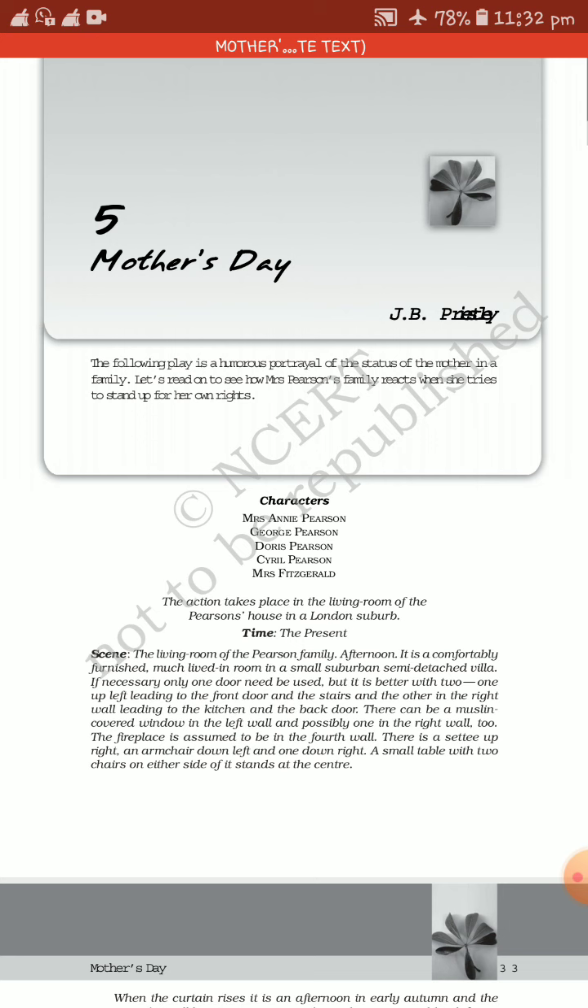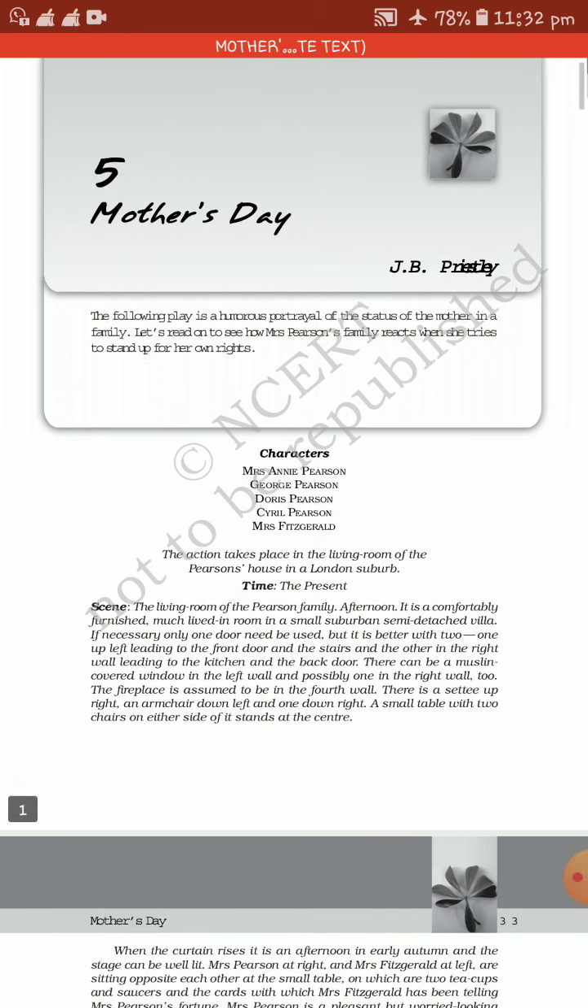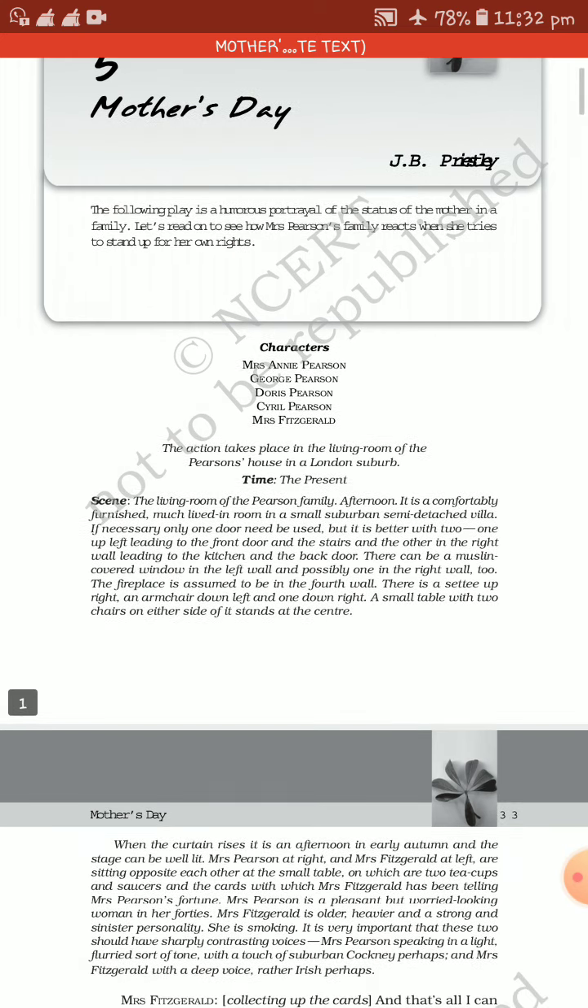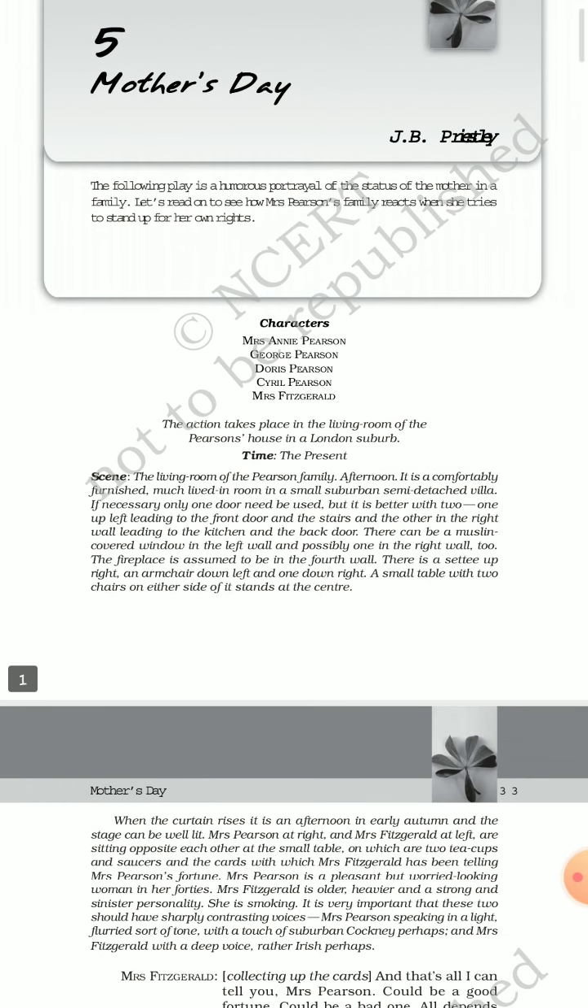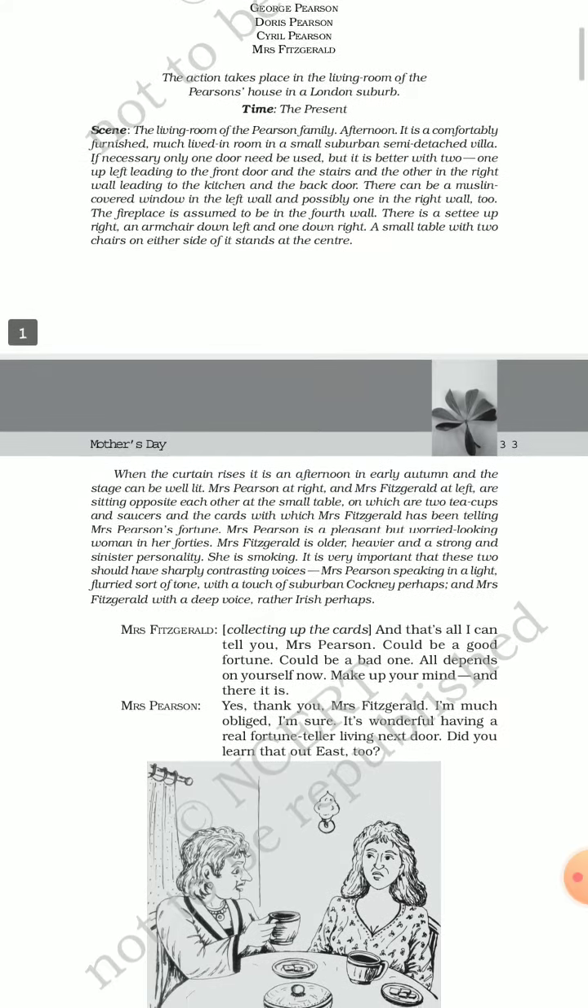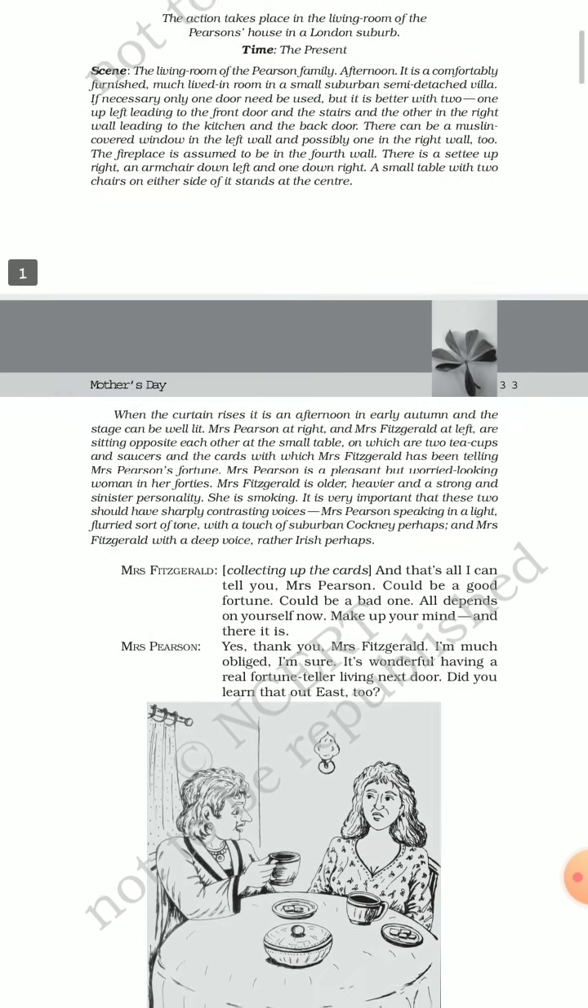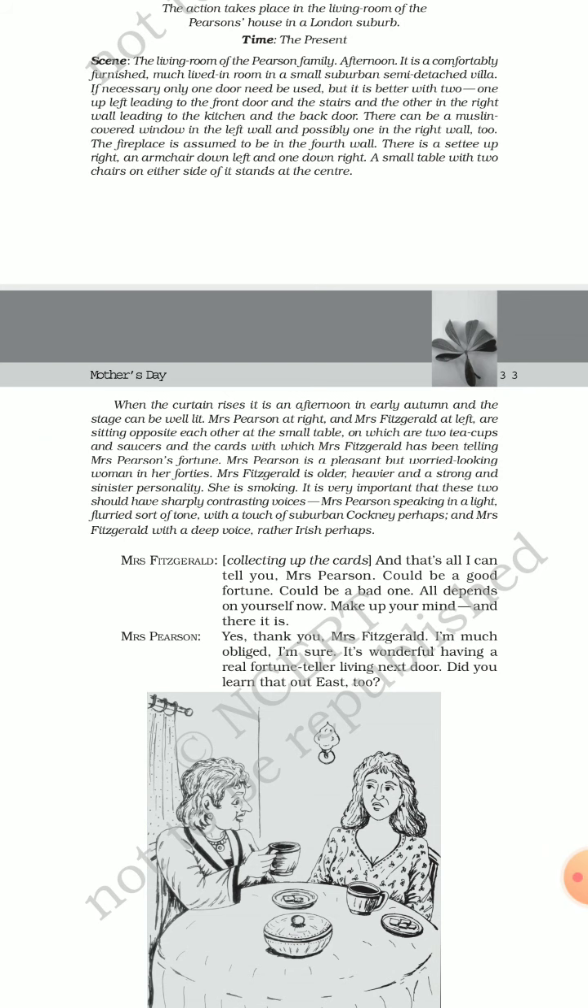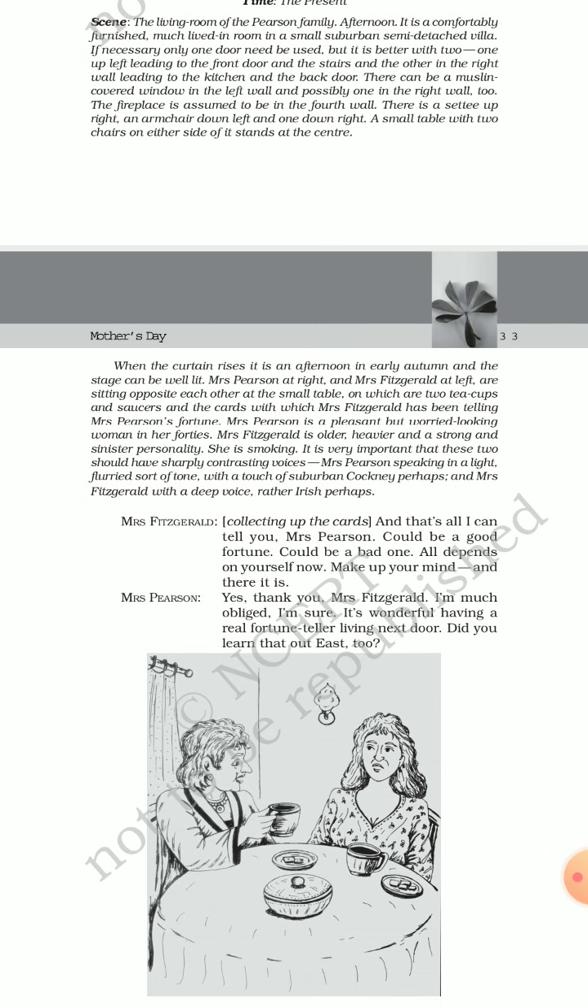The scene, let me discuss a few important portions from the scene. The scene is actually the living room of the Pearson family, and it is afternoon. I am coming a bit downwards because the entire description is not required, only some of the important portions are required. When the curtain rises, it is an afternoon in early autumn and the stage can be well lit. So we get some information. The time is afternoon and it is autumn season, and apart from that, it is the living room of the Pearson family. We also get that information.